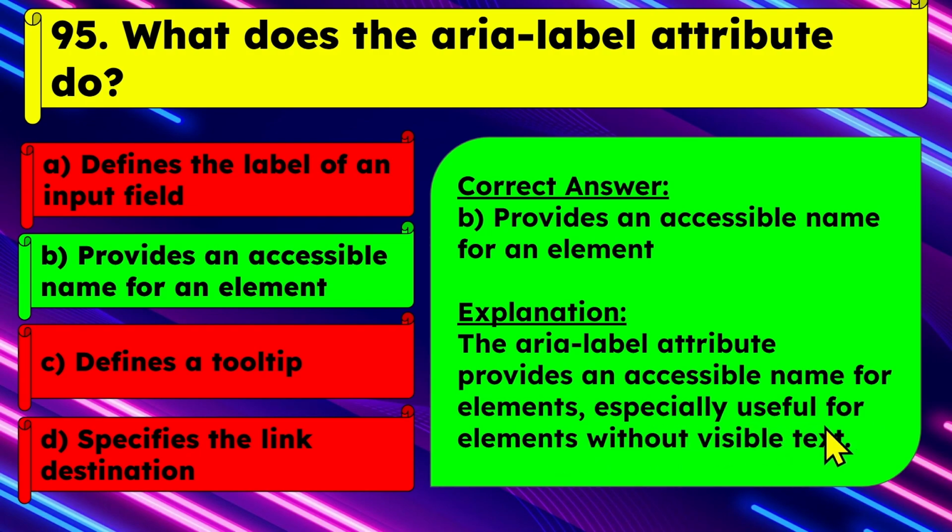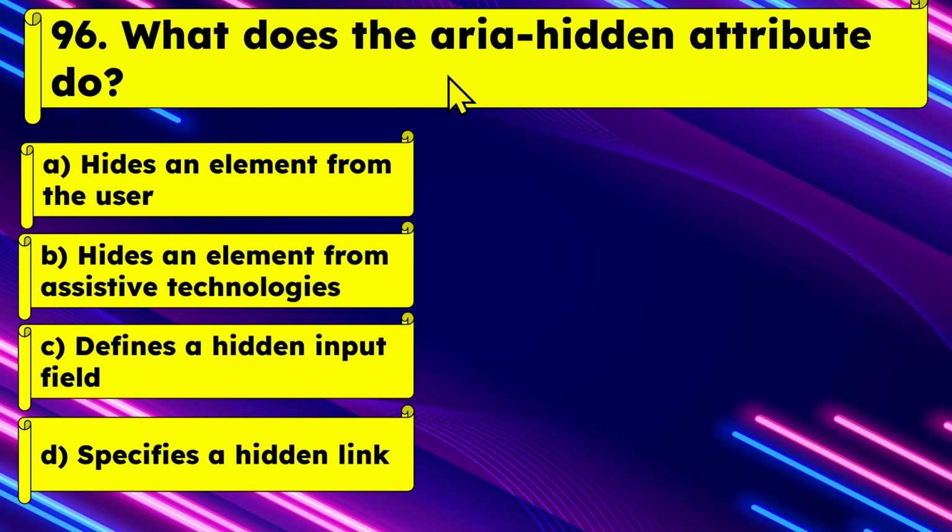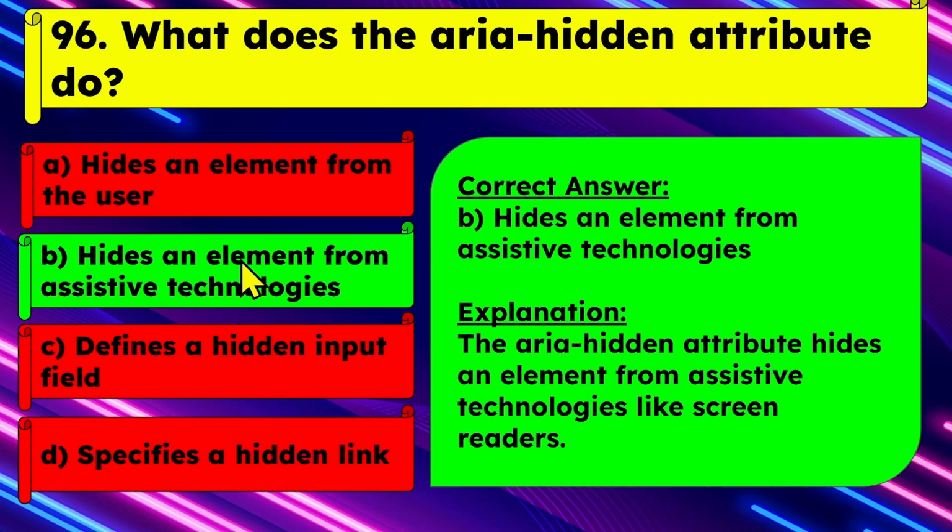without visible text. Next is, what does the aria-hidden attribute do? Option A, it hides an element from the user. Option B, it hides an element from assistive technologies. Option C, it defines a hidden input field. Or option D, it specifies a hidden link. So here the correct answer is option B. It hides an element from assistive technologies. As you can see, the aria-hidden attribute hides an element from assistive technologies like screen readers.